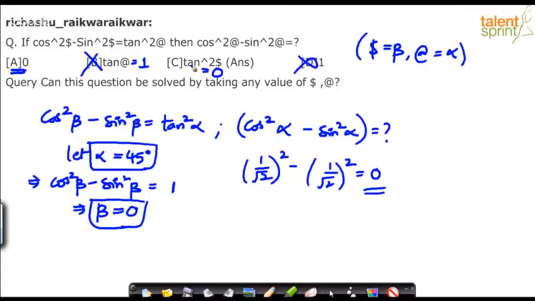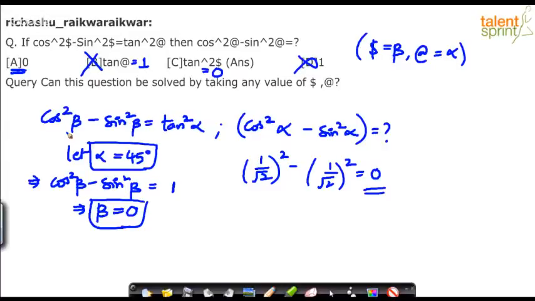Richa, are you able to follow? Going by random substitution, instead of trying earlier, I was trying to substitute the value of beta. But finding out alpha using beta is difficult. So let us take alpha as 45 and from that calculate beta. We know that there are only 2 answers possible, either option A or option C. Now let us see if some other substitution will help us.